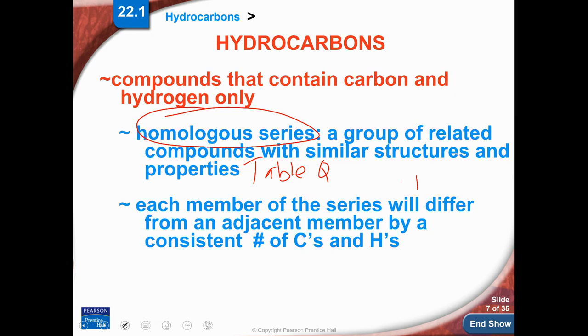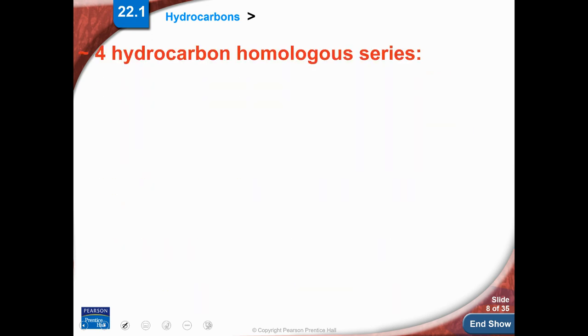So this is where we combine our tables P and Q, right? Table P tells you the number of carbons. Table Q tells you what series you belong to: alkane, alkene, or alkyne. So there are three homologous series.